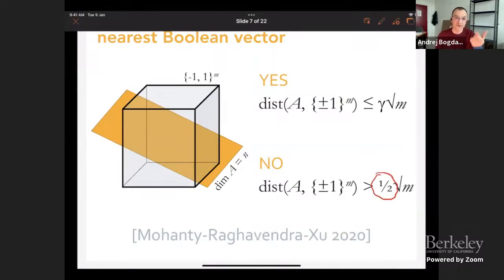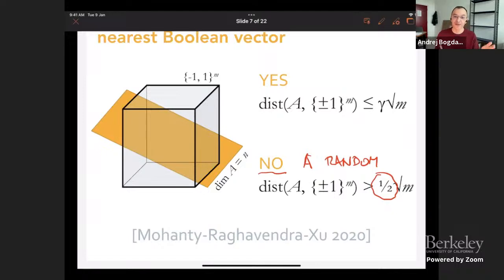And here, when I say far from the cube, I put this square root of 1/2. Square root of m is the norm of the vertices of the cube. Why did I put this 1/2 here? Because what they're really interested in for the no instances is what happens when this A is random. And there is a natural distribution on subspaces, right? I can pick a random n-dimensional subspace. And they actually argue that in some natural setting of parameters, which I will explain why they're interested in a minute, most subspaces are like that.